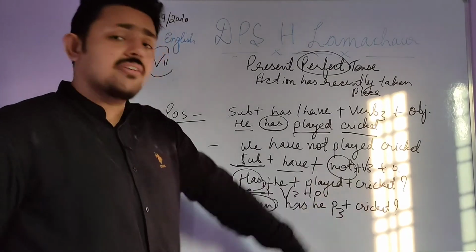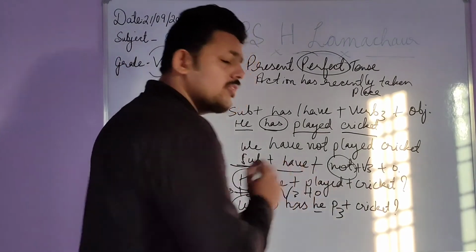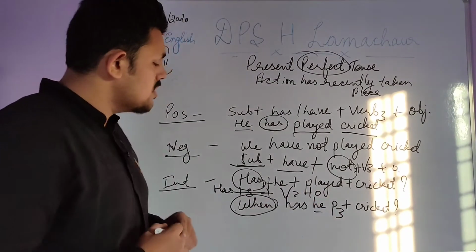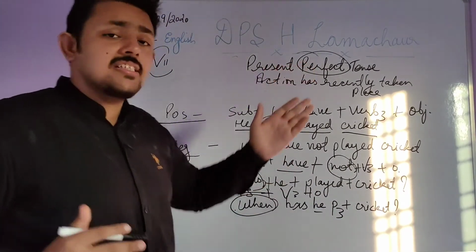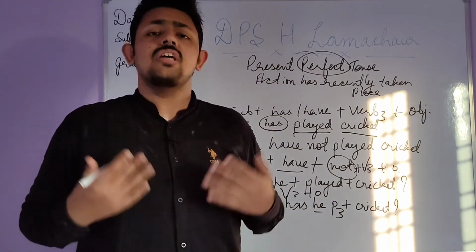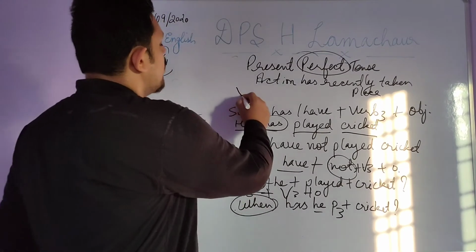When has he played cricket? When have we played cricket? Okay, with we we use have, with he we use has. So the simple present perfect tense is also very easy. We just use has or have in our sentence, and we use the third form of the verb.